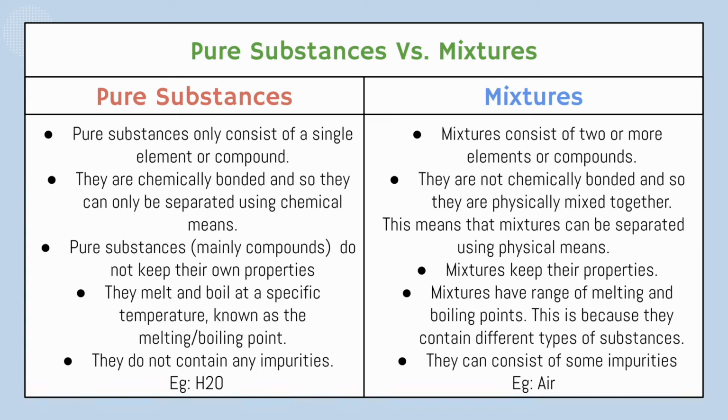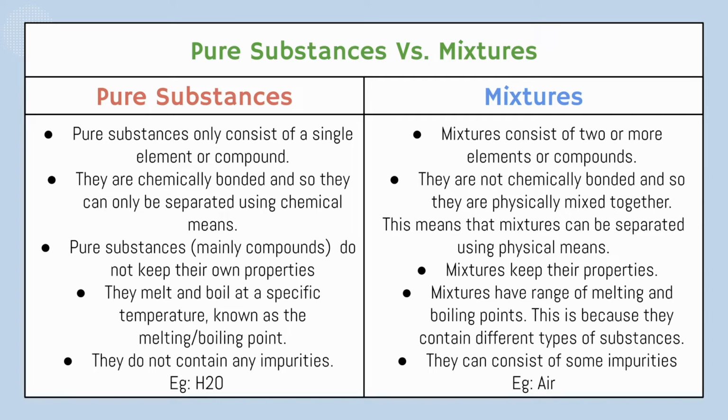Next, here's a comparison between pure substances and mixtures. Pure substances only have one single element or compound, and mixtures can have two or more different elements or compounds. And pure substances are chemically bonded, so they can only be separated using chemical means. But mixtures are not chemically bonded, and so they can be separated using physical means, as they are physically mixed together, as I stated before in the previous slide.